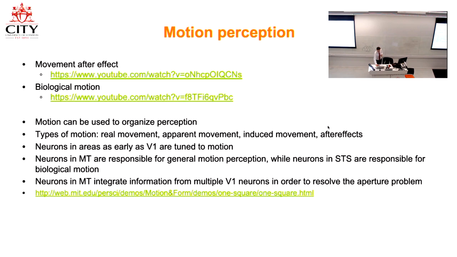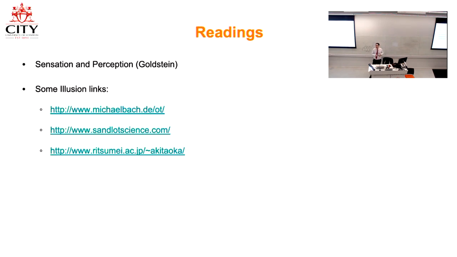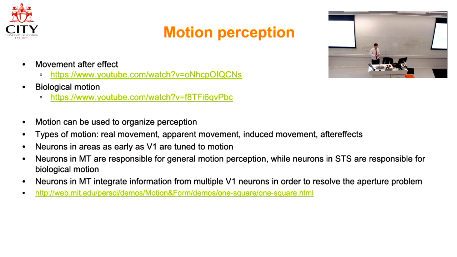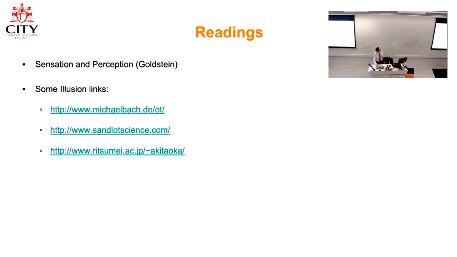And so that's it for the slides for today. There are some readings, and if you are interested in illusions, you can look at different websites. As I mentioned, most of the materials covered tonight are in the book Sensation and Perception. It's available in the library, and it includes not only vision, but also other sensory information.